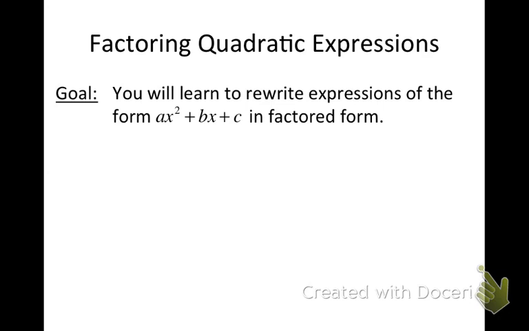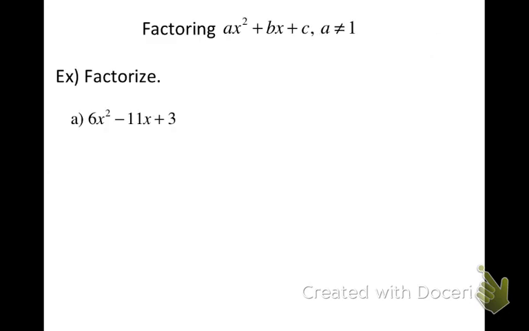So let's go ahead and take a look at an example. Again, factoring ax squared plus bx plus c when a is not equal to 1. And you see here an expression where our a is not equal to 1. We've got a 6x squared, so 6 is our quadratic coefficient. Now, it turns out we can't use exactly the same method that we used for factoring when this was a 1 right there. Let me show you how that would work out if we tried it.